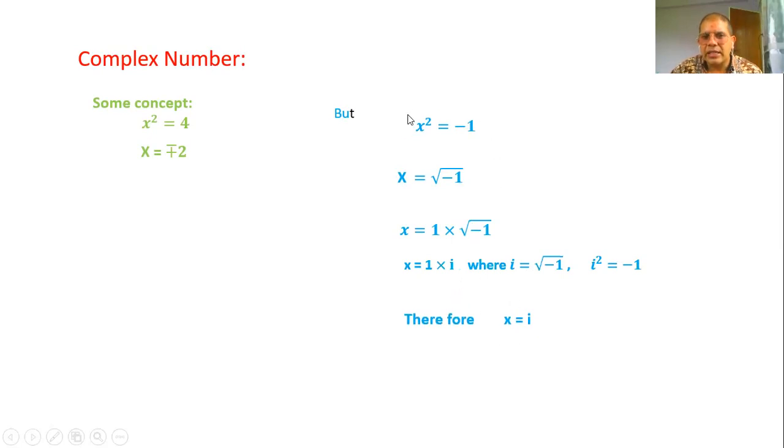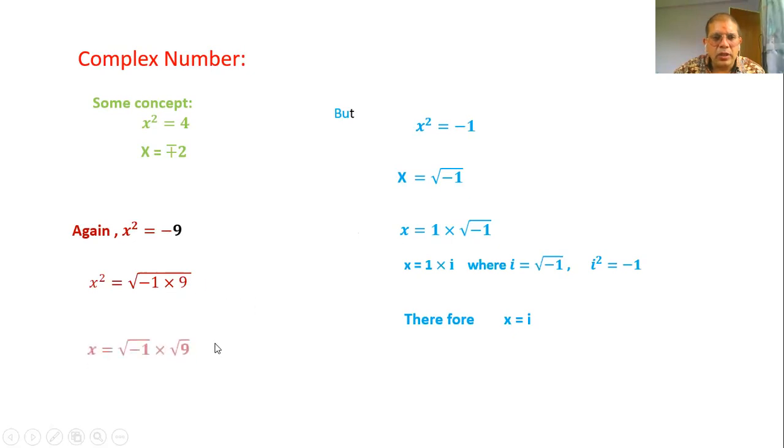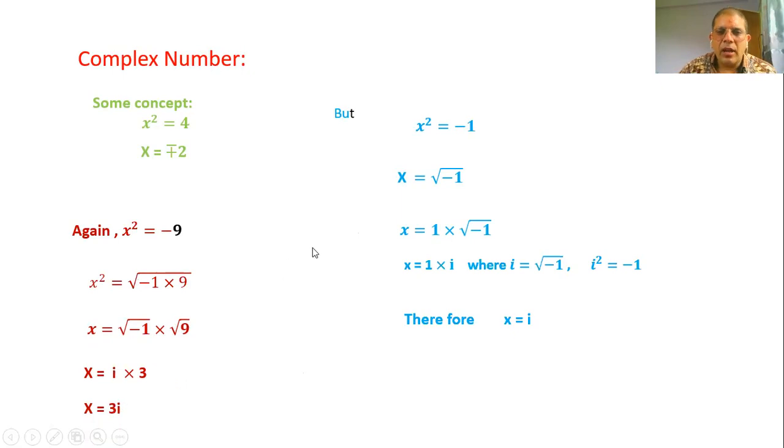Now your question is x square is equal to minus 1, and you have x is equal to I. Now I want to give you again x square is equal to minus 9. If you have this question, then you can write down it is minus 1 into 9. Then you can separate your root. Now separate root: minus 1, root under minus 1, and into 9, root under 9. Now it is 3. So you can write down this is I and it is 3. So you have 3I.